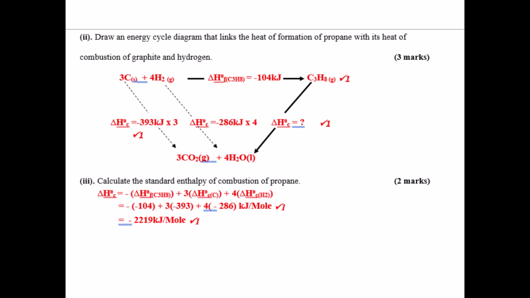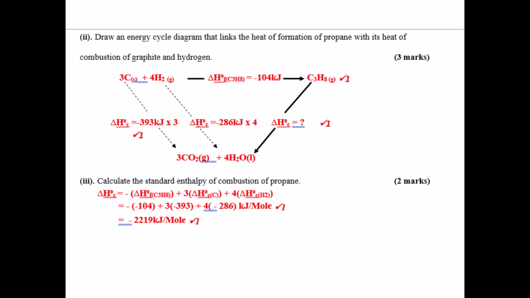You try to draw the energy cycle diagram to show the 2 routes for the formation of propane. You can have the 3 moles of carbon and 4 moles of hydrogen bonding together directly to form propane, and the enthalpy change has been given, the negative 104 kilojoules there. Remember, you can use the other route, whereby you first burn carbon to get carbon dioxide, 3 moles of carbon burnt. 4 moles of hydrogen can also be burned to get 4 moles of water.